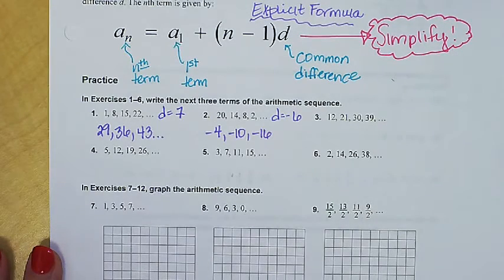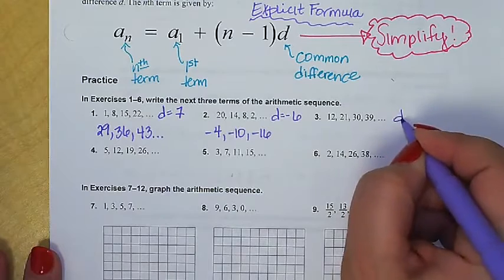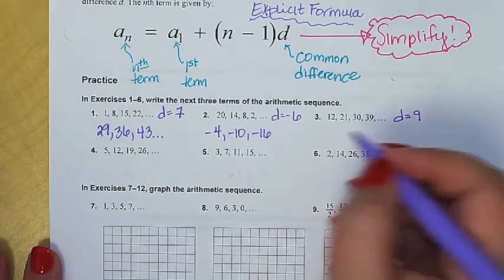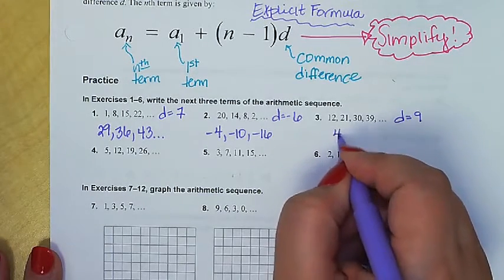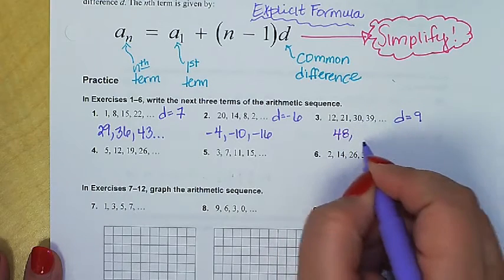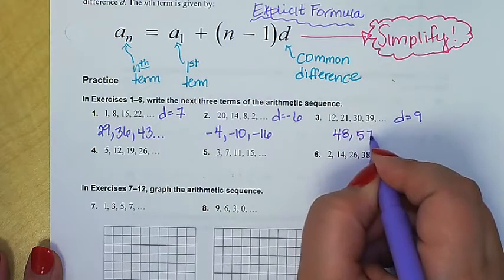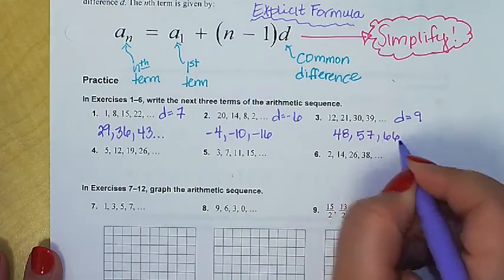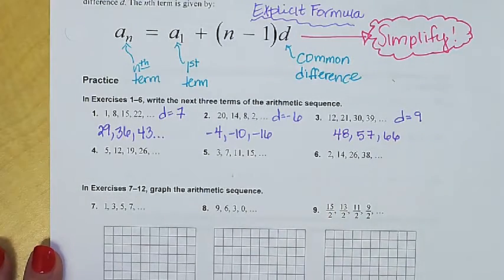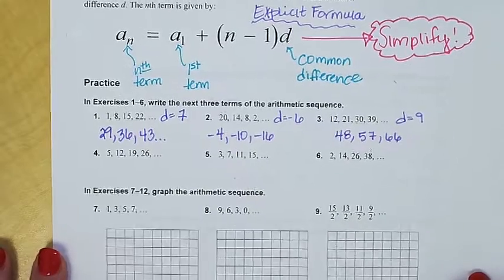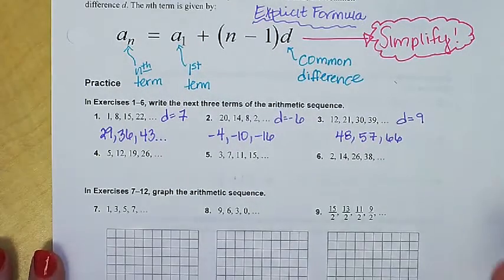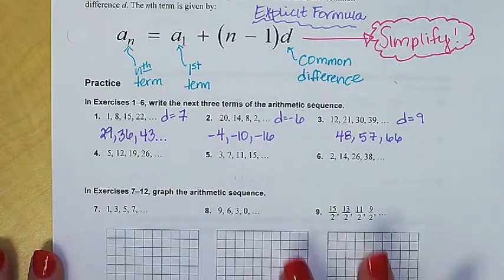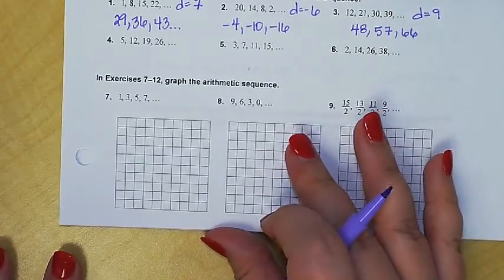Okay, so try number 3 and see how that goes. So if you got a common difference of 9 here, and then the next 3 terms were 48, 57, and 66, then you are right on track here. That's what an arithmetic sequence is. It's just a list of numbers that has that familiar linear pattern where they're adding or subtracting every time to get the next term.